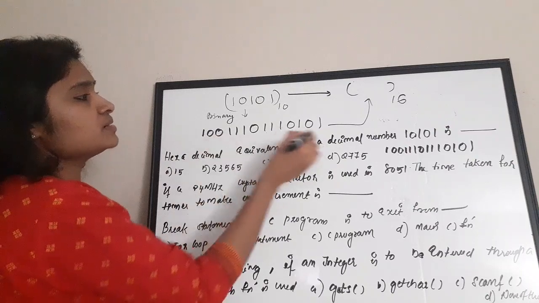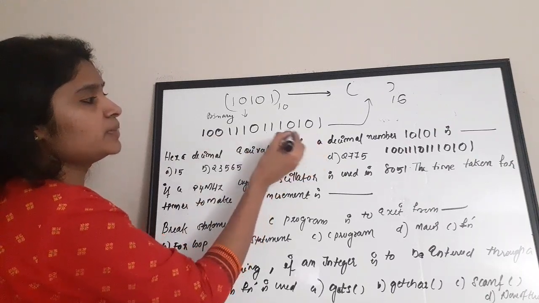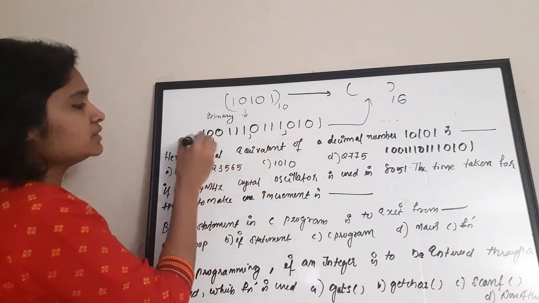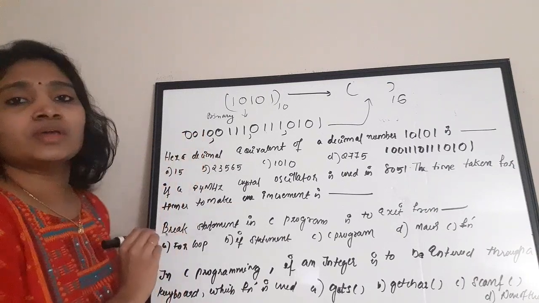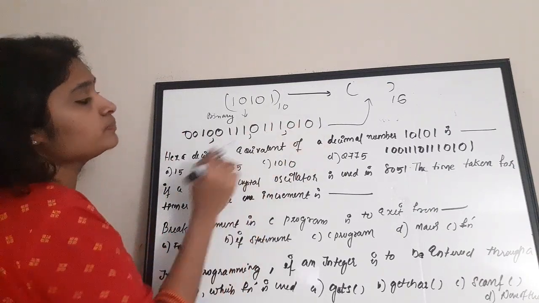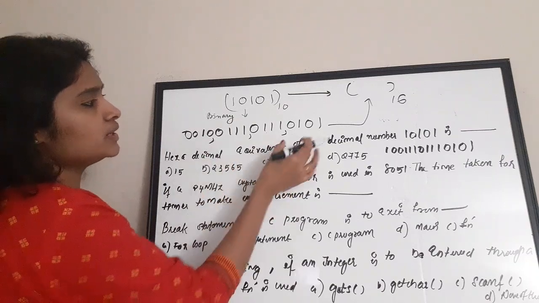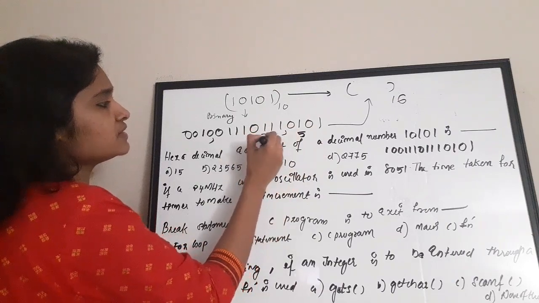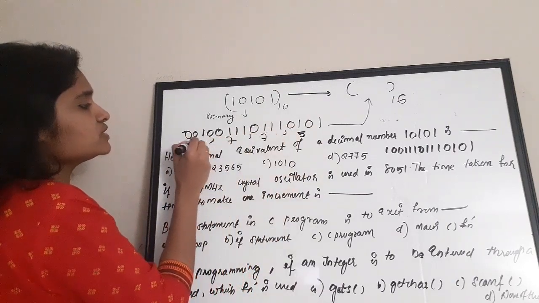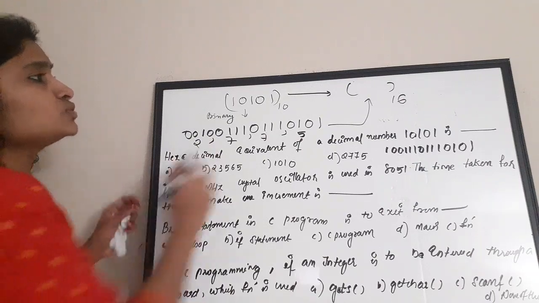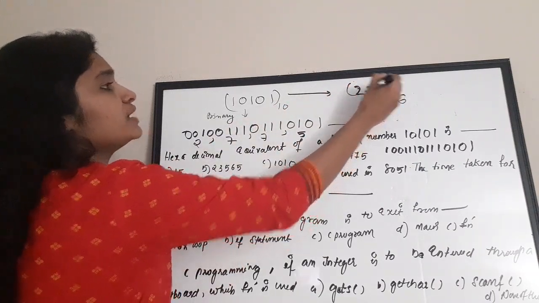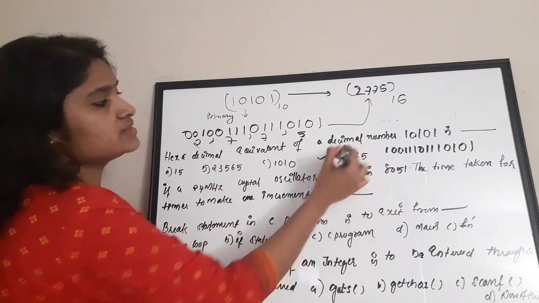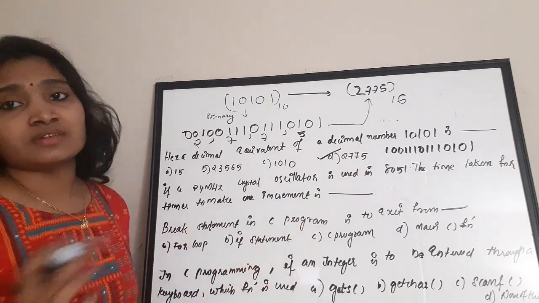How to convert this number to hex? Make groups of 4 bits each. There are only 2 bits in the last group, so add 2 zeros. Now write the corresponding hexadecimal equivalent of each group: 0101 is 5, 0111 is 7, again 0111 is 7, 0010 is 2. So the answer is 2775 to the base 16. The correct answer here is D, which is 2775.